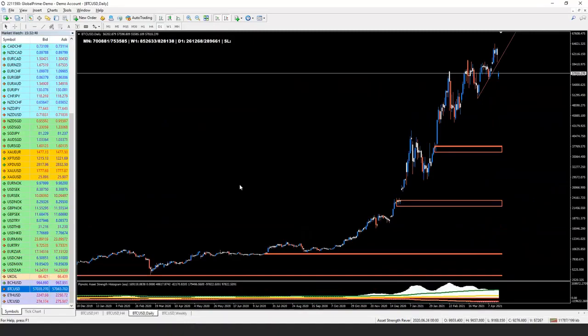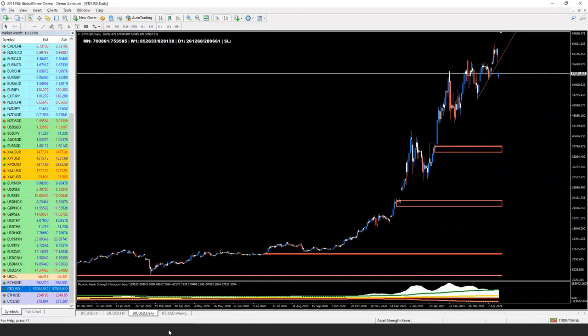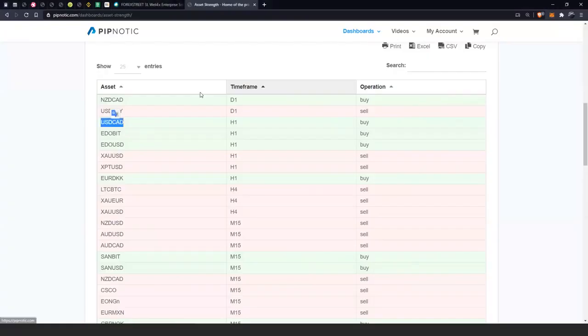So if we go to the slightly smaller time frame, hey Adney, Afonso, I'm using my own ones, the Pipnotic supply and demand, the Pipnotic asset strength. These are ones that I wrote, and you can read more about those at Pipnotic.com. The asset strength is available here. You can just come to the dashboards and have a look here, and you can find that here, and that'll help you qualify areas that you wish to trade.